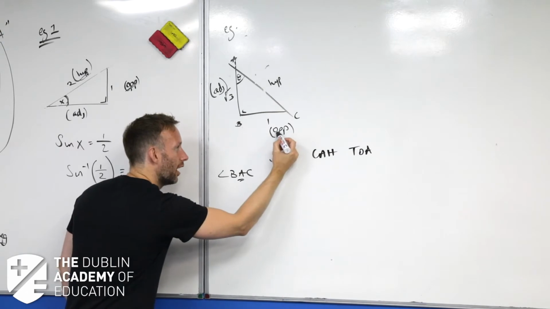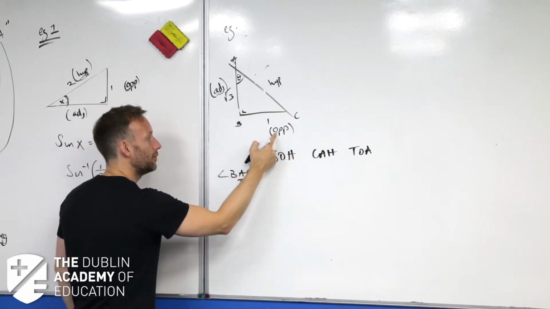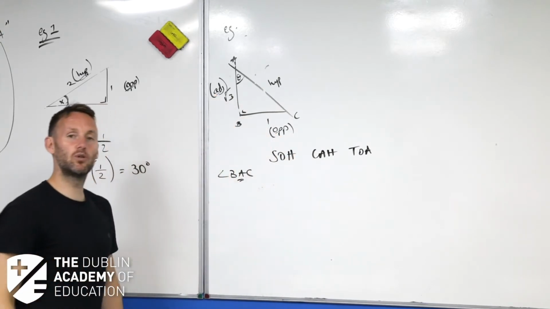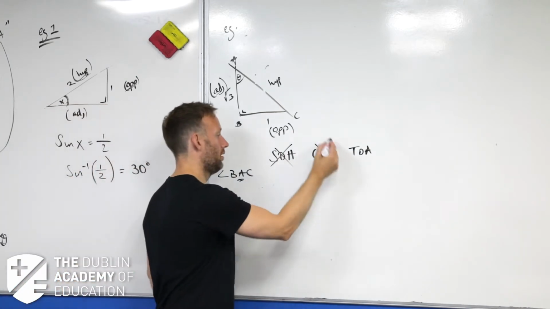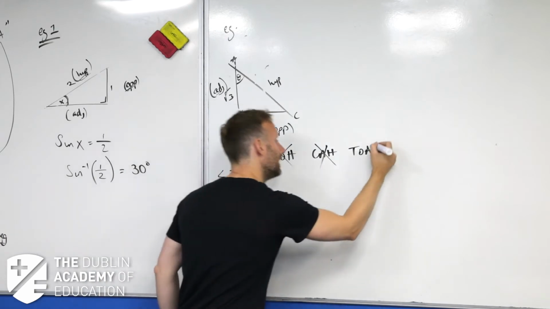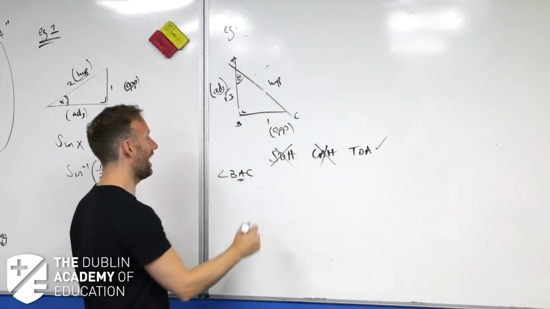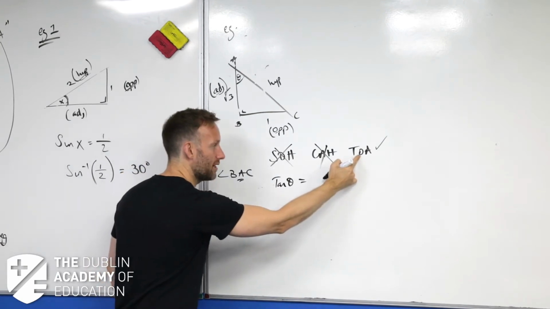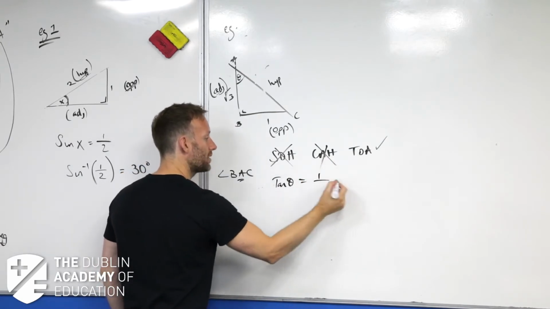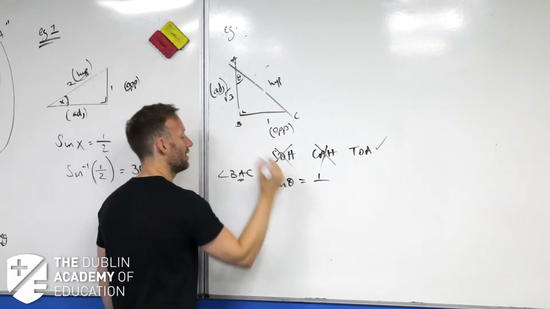And look, we're dealing with the opposite, and we're dealing with the adjacent. We're dealing with the O and the A. And which one is O and A? Is it sine? No. Is it cosine? No. Is it tan? It is. So tan of the angle, I'll just write it as theta. Tan theta equals the opposite over the adjacent. The opposite is 1, and the adjacent is root 3.